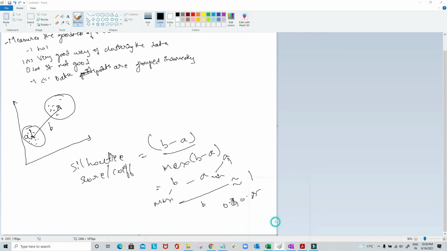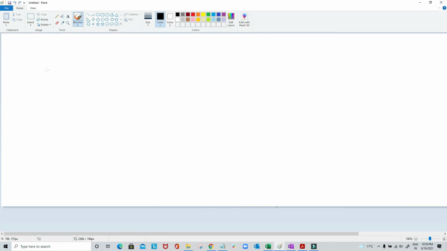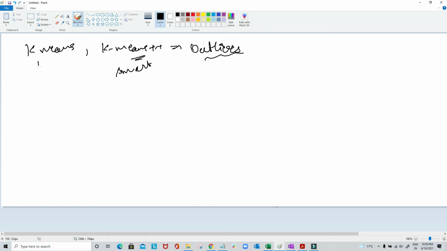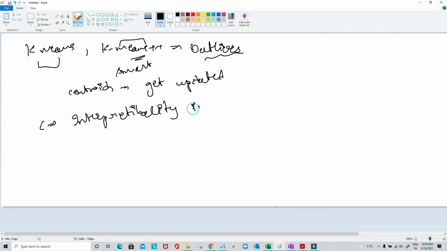The next topic that we'll discuss is another method of clustering the data. We discussed k-means, k-means plus plus, and the major limitation that we identified is outliers. Even though k-means plus plus does a smart initialization, it can still get affected by outliers. Also, in k-means and k-means plus plus, the centroids get updated in a repetitive process, right? Centroids get updated. So another problem is that interpretability is an issue with k-means and k-means plus plus.